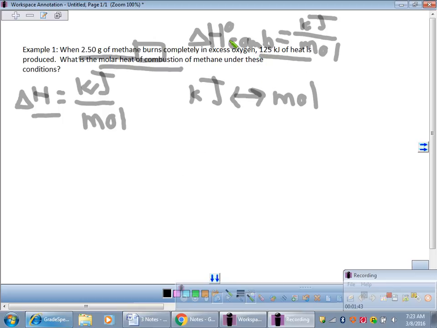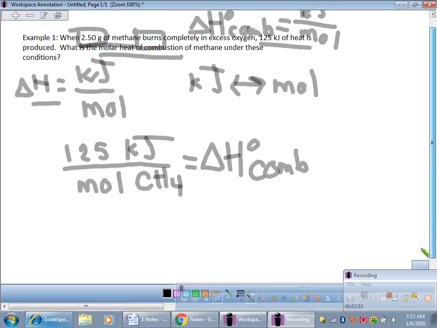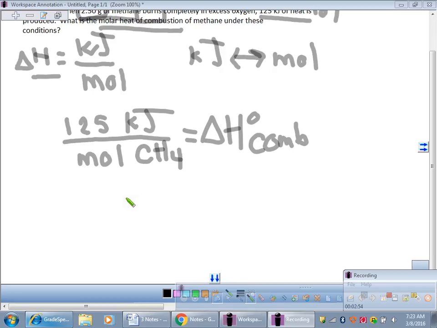Okay, well, if we want to get our molar heat of combustion, we need kilojoules per mole. Well, we are given kilojoules, so we have 125 kilojoules, but we will need to divide it by our moles of whatever we're combusting. In this case, it's methane, which is CH4. And that will give us our delta H, our molar heat of combustion. But we do not have moles yet, but luckily we do have grams. And in order to go from grams to moles, all we have to do is use our molar mass.